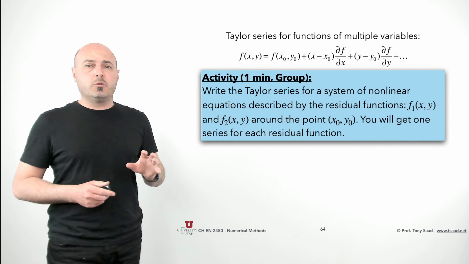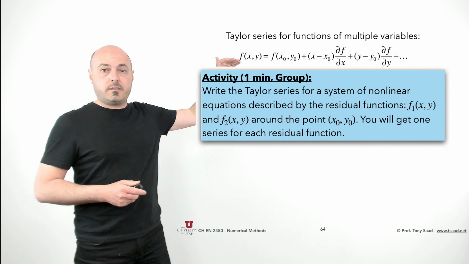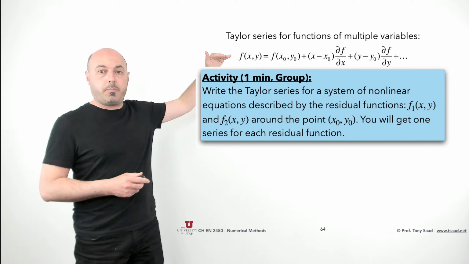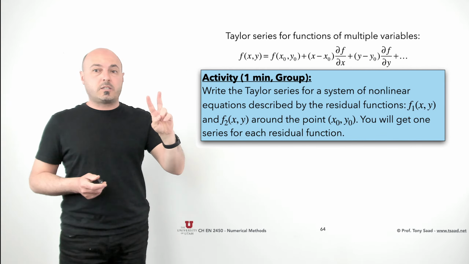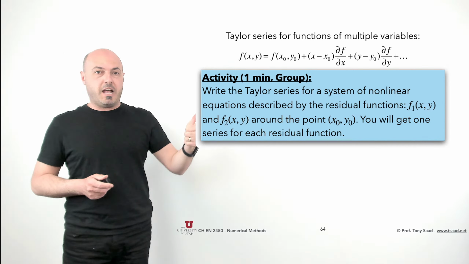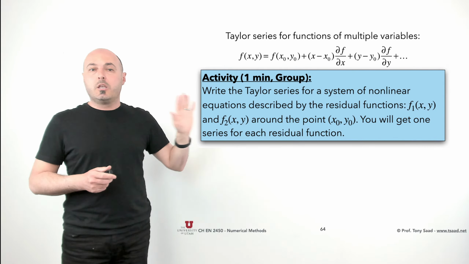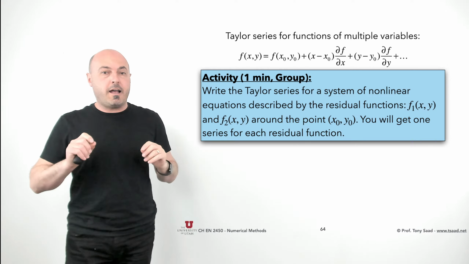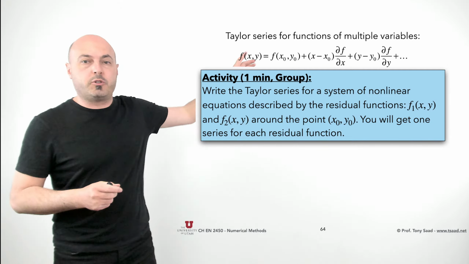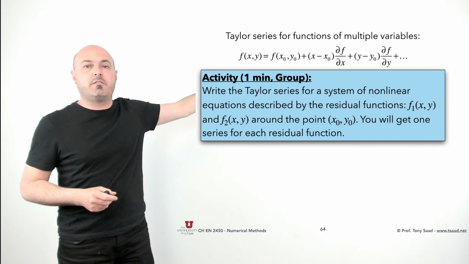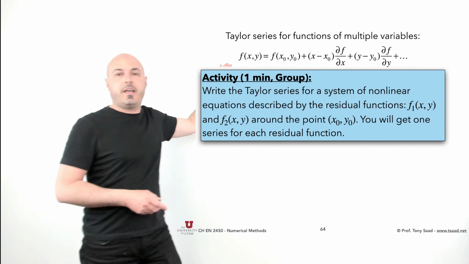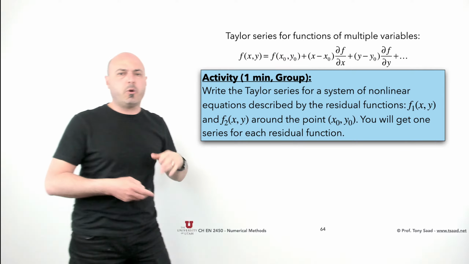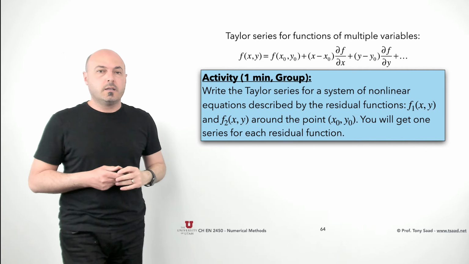Now I want you to take this and write it for a system, just apply this formula, for a system of equations described by two residual functions, f1 of x, y and f2 of x, y. You don't have to specify what f1 and f2 are, just change the values over here. So this would be f1, f1, f1, and then f2, f2, and f2. Okay, go ahead, take a moment just to do this.